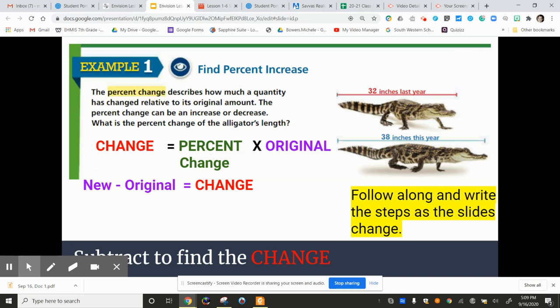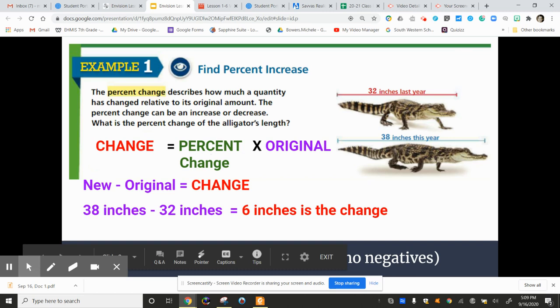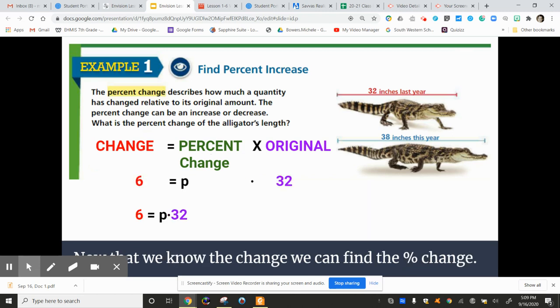I know which one is new and which one is old based on time. Last year happened before this year. So the new measurement for the alligator would be 38 inches, and the original was 32. When I subtract those, that gives me the change. It's a positive change because the alligator has gotten bigger, so we have a 6 inch positive change. Now that's not the percent, that's the number of inches. So next, I have to find the percent change by using the percent equation.